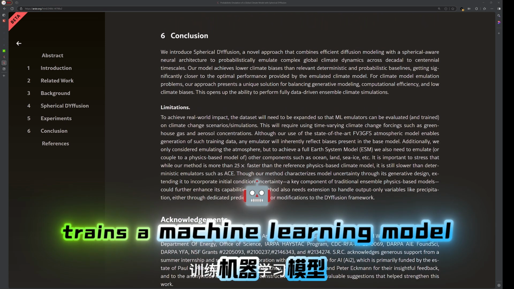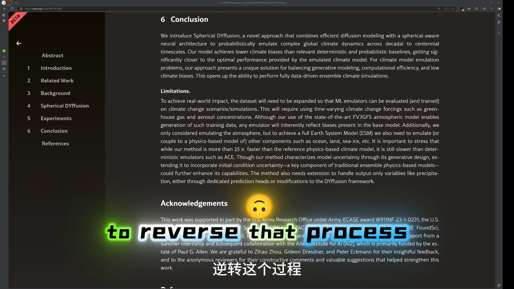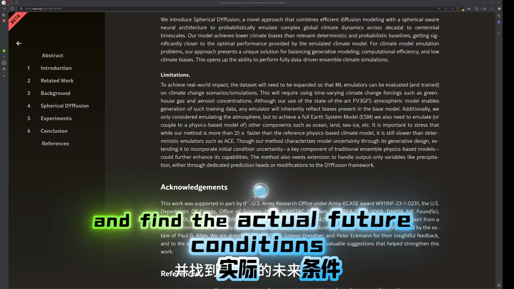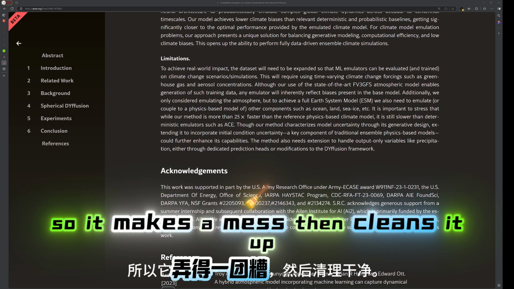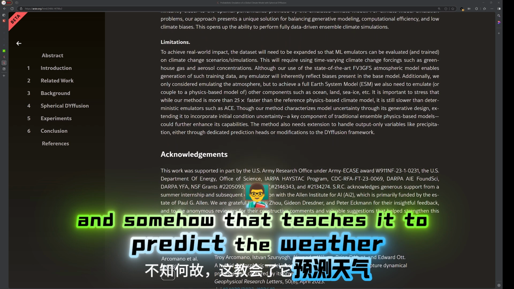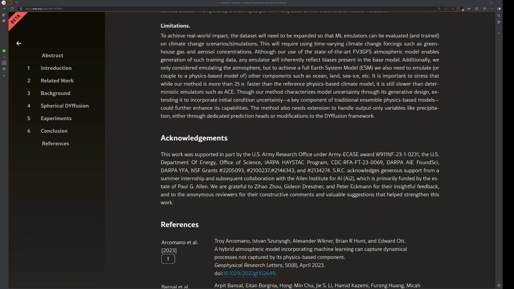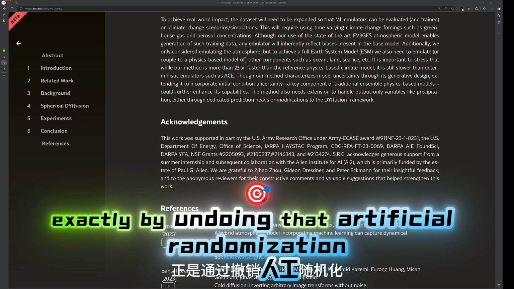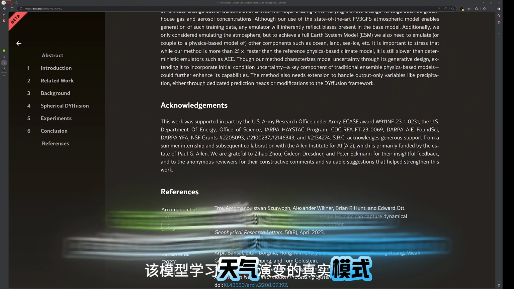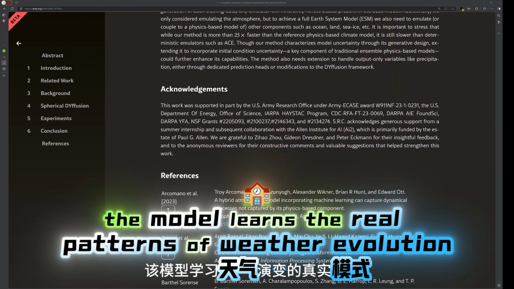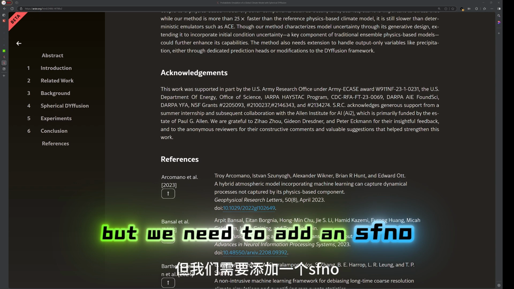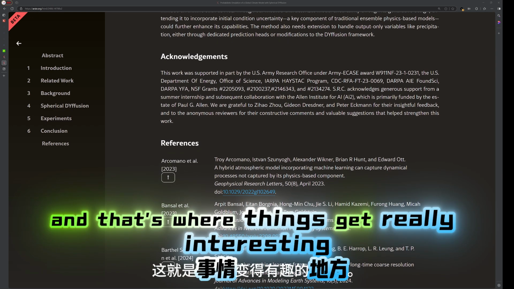Then DYffusion trains a machine learning model to reverse that process, to denoise the weather and find the actual future conditions. So it makes a mess, then cleans it up, and somehow that teaches it to predict the weather. Interesting approach. Exactly. By undoing that artificial randomization, the model learns the real patterns of weather evolution. But we need to add in SFNO, and that's where things get really interesting.